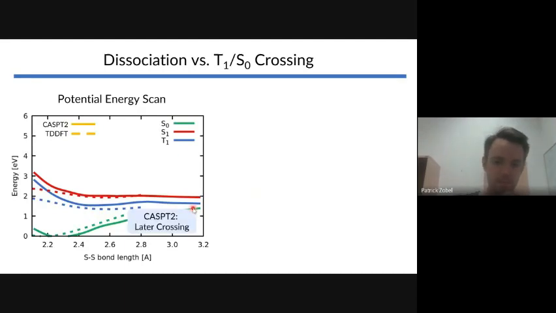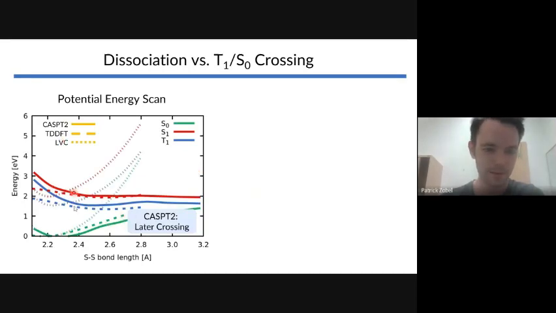It seems like CASPT2 or TDDFT overestimates the point where you could go from the T1 back to the singlet ground state. But otherwise, this region seems to be described fine. But we cannot really see this in the LVC dynamics, unfortunately, because if we plot the same potentials using our parameterized LVC model, we get these dotted lines, and there you see, because it's only a harmonic approximation, we cannot really describe going to much larger bond distances.